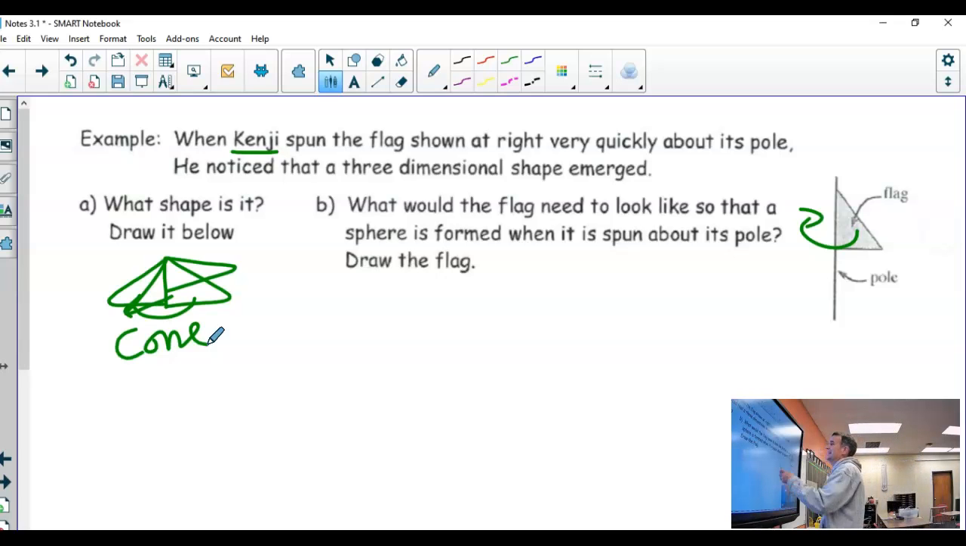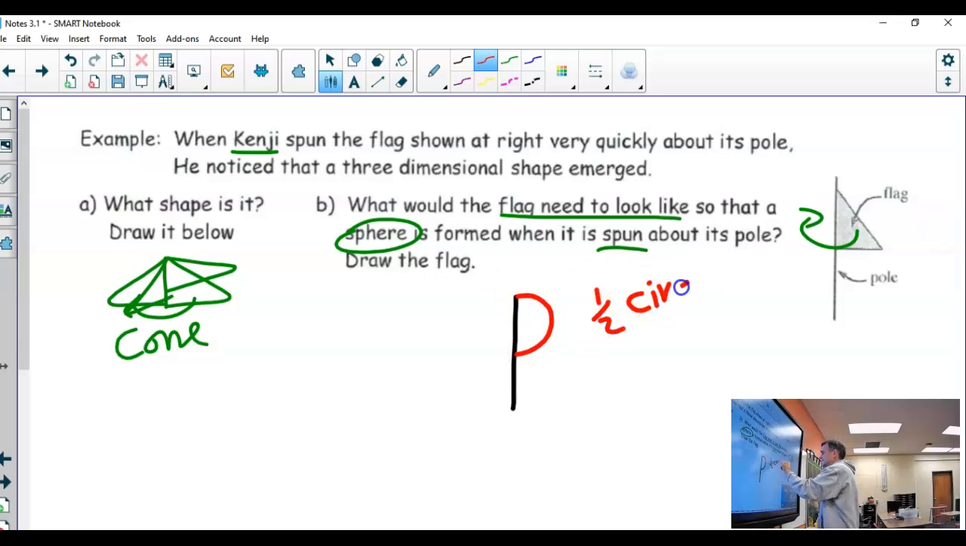Part B, what would the flag need to look like so that a sphere is formed when you spin it? Do you guys know? Great question. Here's the flagpole. I think the flag, if it was going to be a sphere, it would have to be a half circle. And if I spun it around, I think it would look like a sphere or a ball, right?